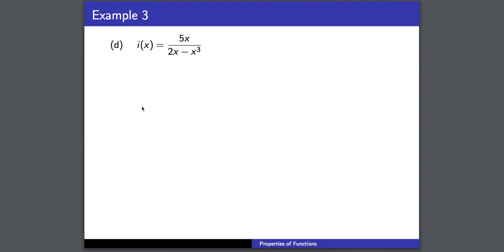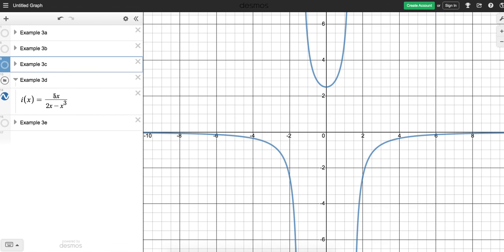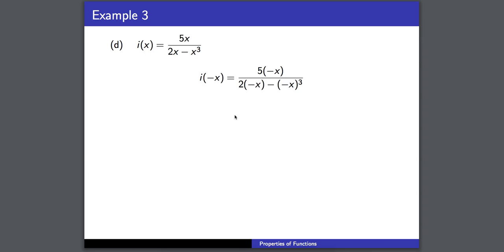Part D, i of x is 5x over 2x minus x cubed. So if we take a look at that graph, here's i of x. It appears to be symmetric with respect to the y-axis. So I have my suspicions this is an even function. Let's confirm. If we replace x with negative x, we get 5 times negative x over 2 times negative x minus negative x cubed. That's negative 5x on top, negative 2x here, and just like we saw in the last example, we'll have plus x cubed.